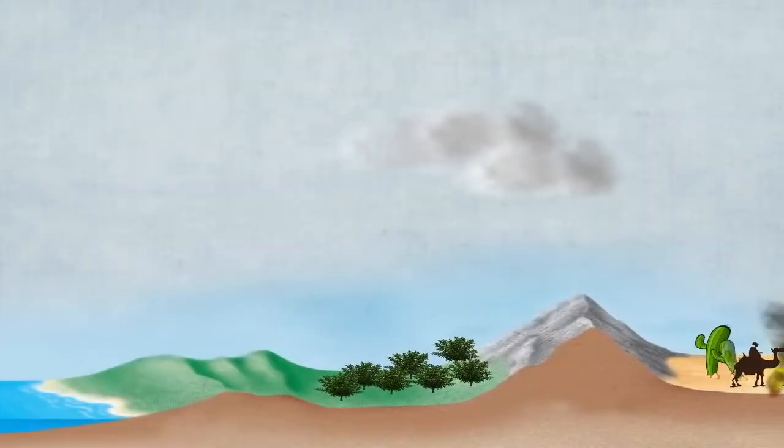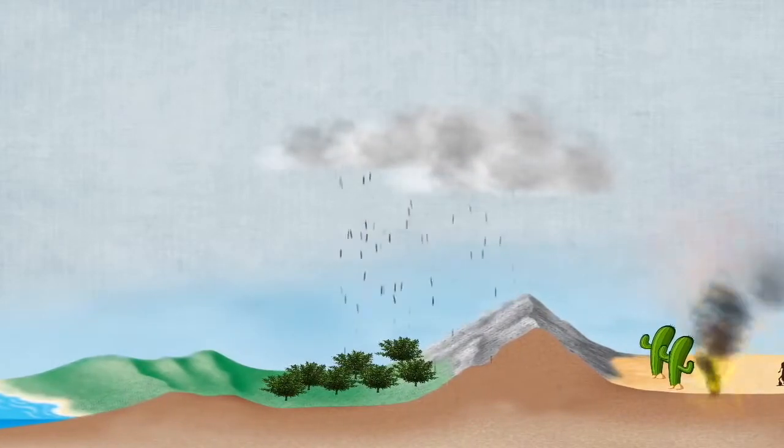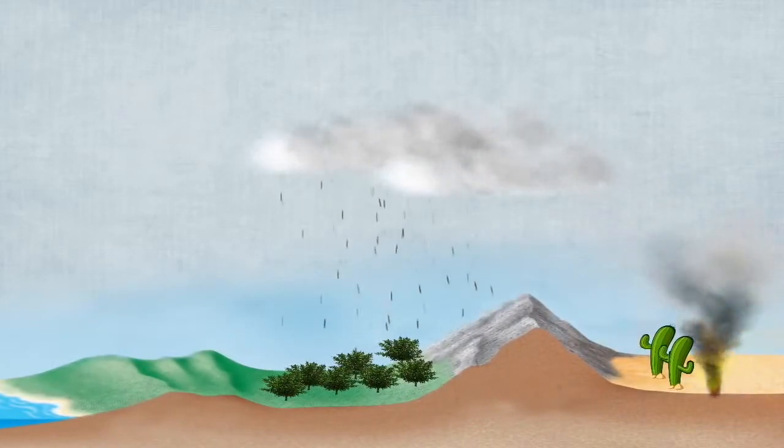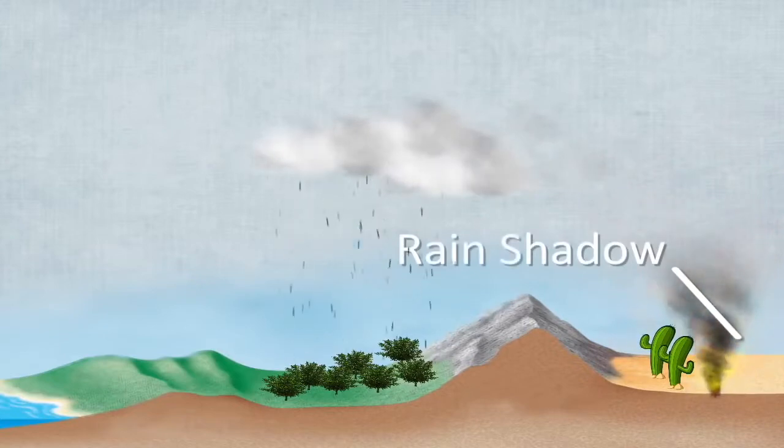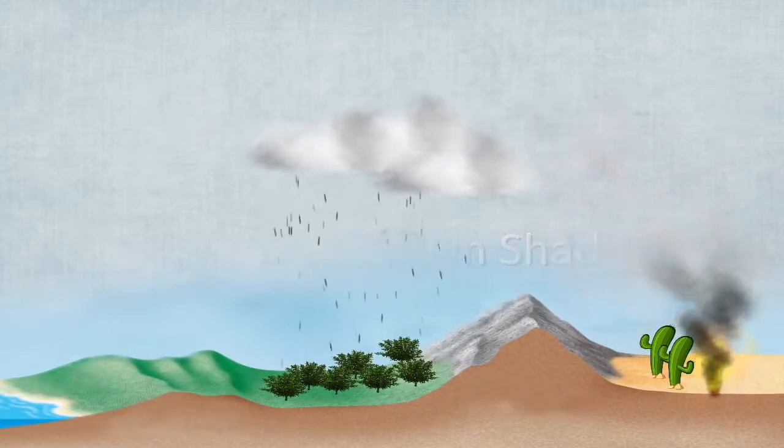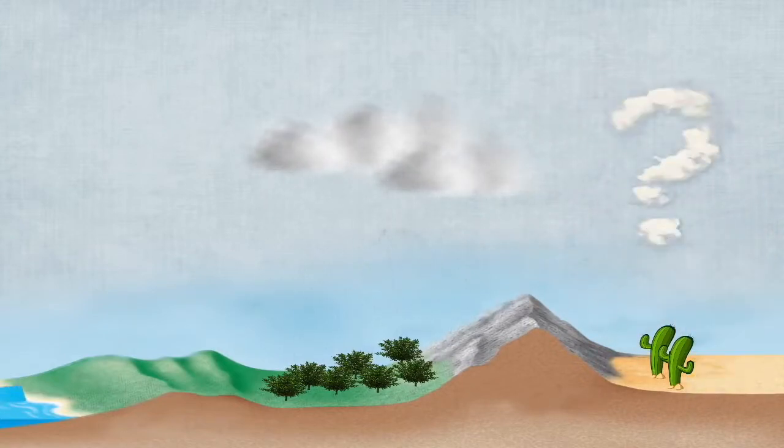There are areas on the Earth, near large mountains, that are very dry or desert-like. These dry areas are called rain shadow areas. What causes a rain shadow?